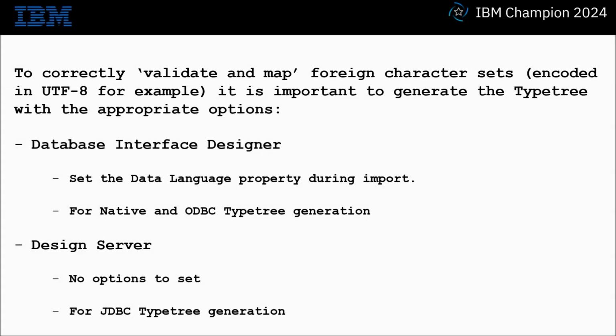To correctly validate and map foreign character sets, encoded in UTF-8 for example, it is important to generate the type tree with the appropriate options. So, in Database Interface Designer, you would set the data language property during import. This would be for Native and ODBC Typetree generation. In the design server, there are no options to set. It is imported with native and therefore has to be edited manually. This is of course for JDBC Typetree generation.